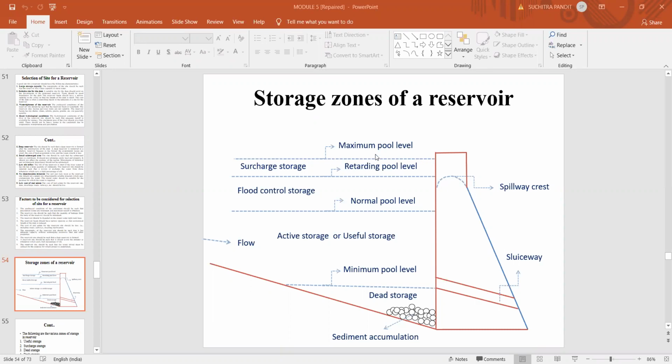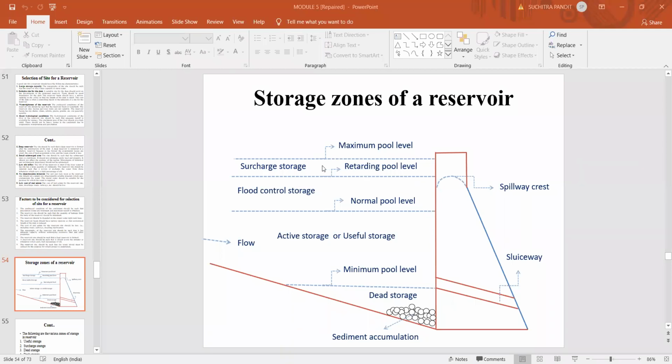So the upper one is the maximum pool level, also called MWL, or the maximum water level. Next, you have another dotted line, which is called the retarding pool level, or the minimum pool level. Below this retarding pool level, you have one more dotted line, which is known as the normal pool level.